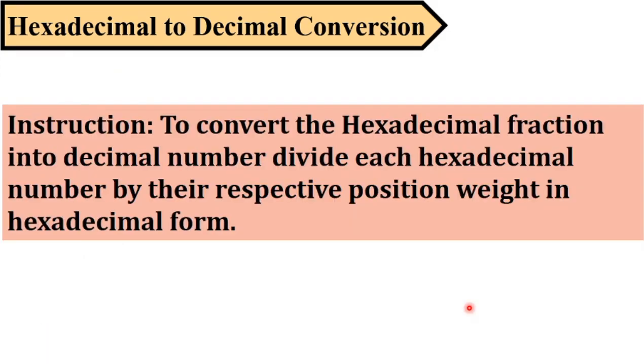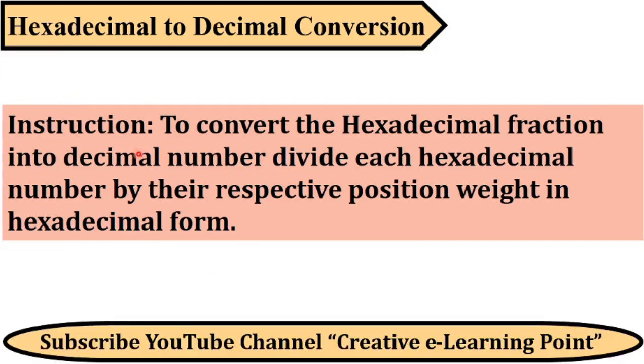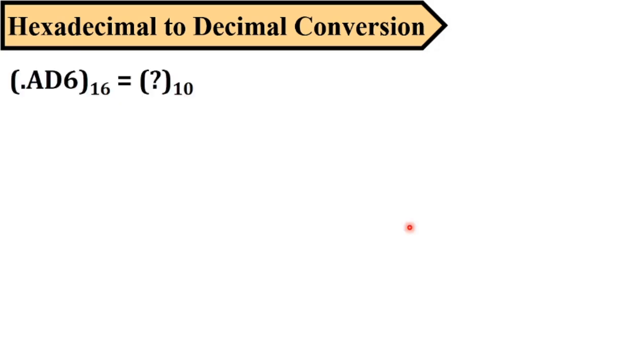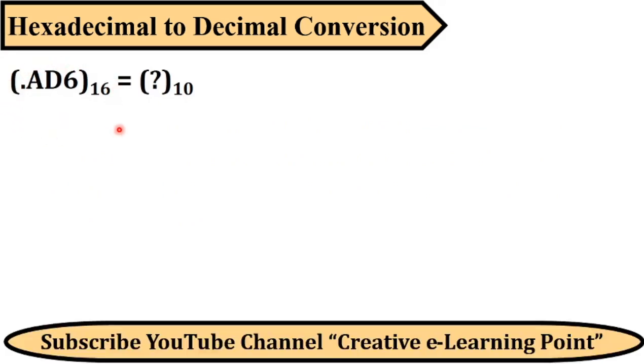Let's move on to the hexadecimal fraction. So the instruction to convert a hexadecimal fraction into a decimal number is to divide each hexadecimal digit by its respective position weight in hexadecimal form. Thus, we will see how to convert this hexadecimal fraction number into a decimal number.